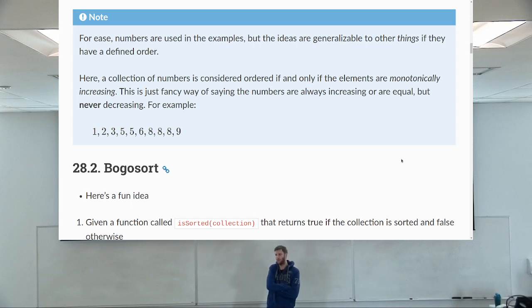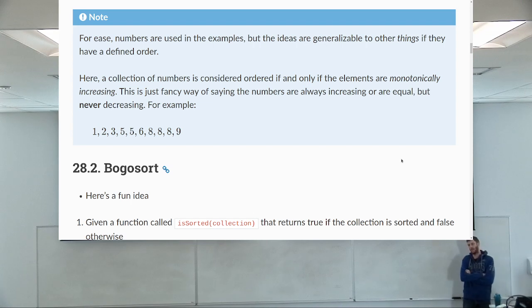Okay? If you have equal numbers, they're right next to each other, and the order that those equal numbers come in doesn't really matter. But it's monotonically increasing. So 1, 2, 3, 5, 5, 6, 8, 8, 8, 9, that's a monotonically increasing series. They're just sorted, okay?